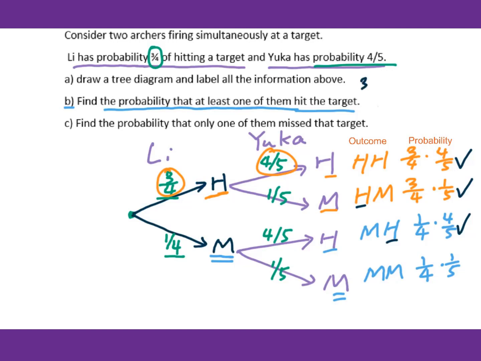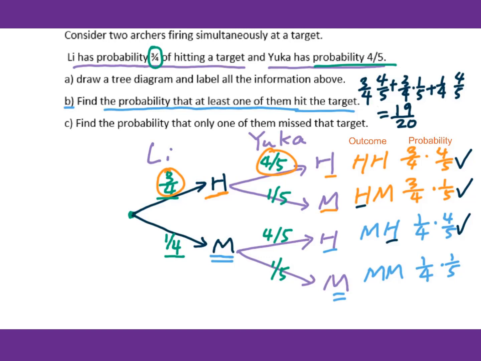So we get 3/4 times 4/5 plus 3 over 4 times 1 over 5 plus 1 over 4 times 4 over 5. Add together, you will get 19 over 20. Let's go to C.